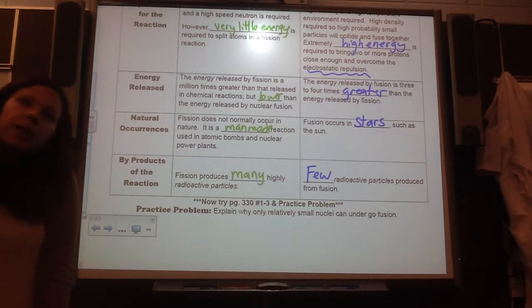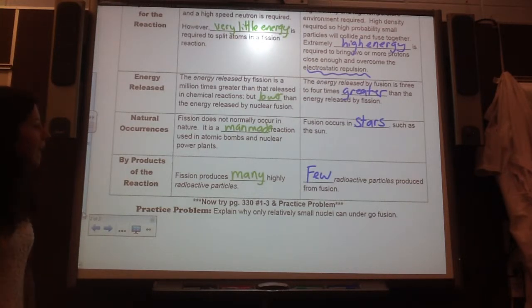So that's the main lesson. So now answer the practice problem. Explain why only relatively small nuclei can undergo fusion. That's what I was just talking about.